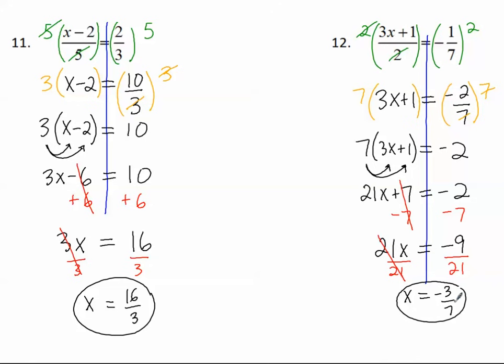Did you get x equals -3/7? If not, did you get x equals -9 over 21? Remember that you can simplify a fraction by dividing by the greatest common factor, or use your calculator's fraction tool to simplify it. 9 divided by 3 makes 3, and 21 divided by 3 makes 7.